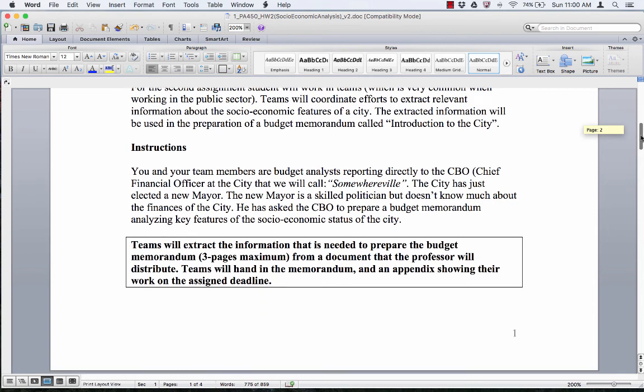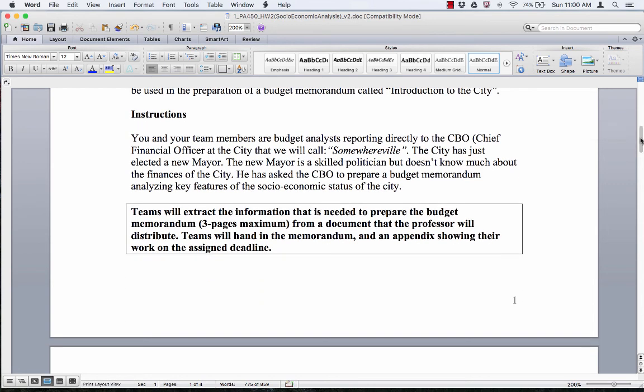So here are the instructions. You and your team members are going to be playing the role of a budget analyst, and you are working directly at the chief financial office in a certain city. The CFO or CBO, which is Chief Budget Officer, are in charge of the preparation of the budget. Let us assume that you will be working for a city called Somerville.